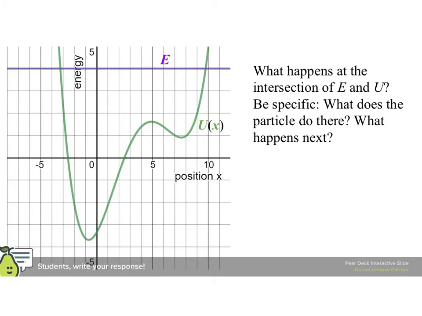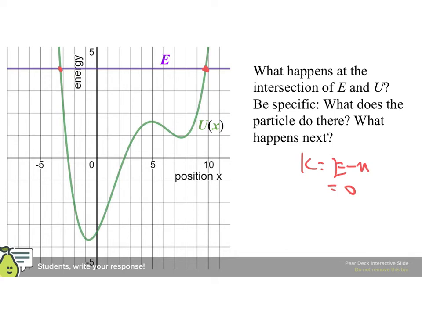What happens at the intersection of E and U? What does the particle do? What does it do next? Well, when E equals U, then K, which is E minus U, equals 0. So we have a turning point like we talked about before. And now we can see why it turns there.